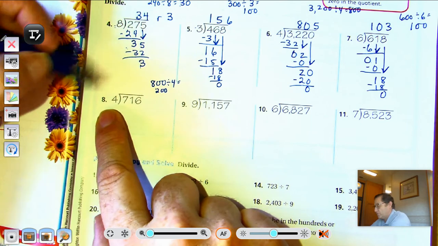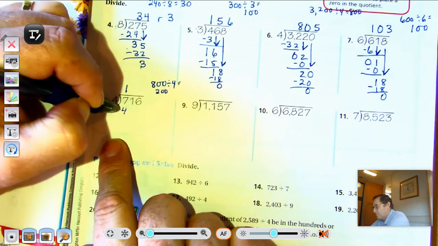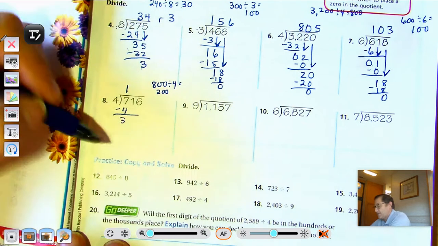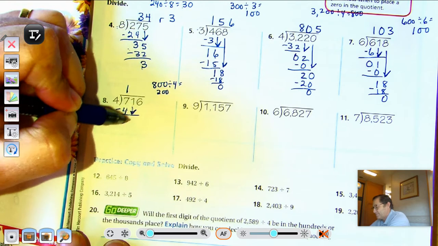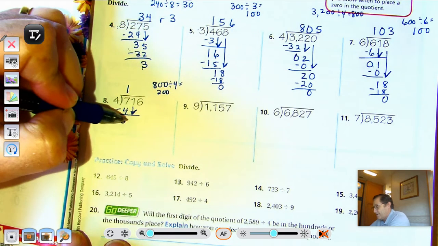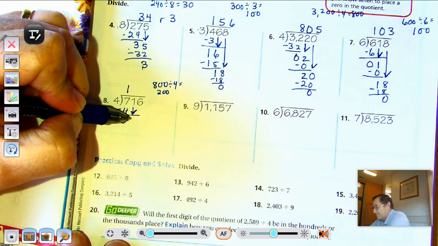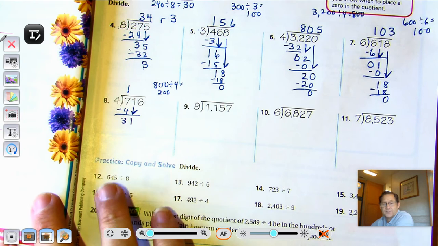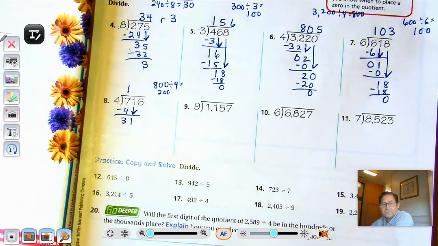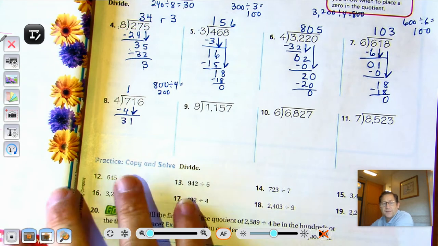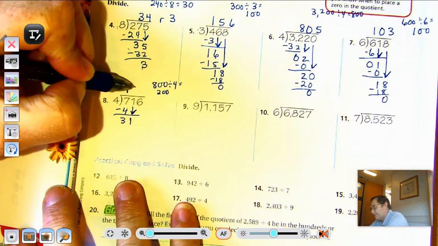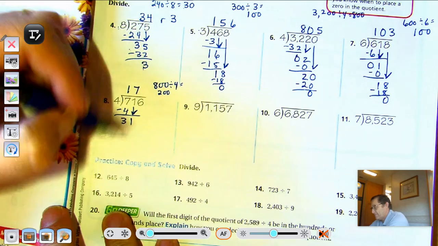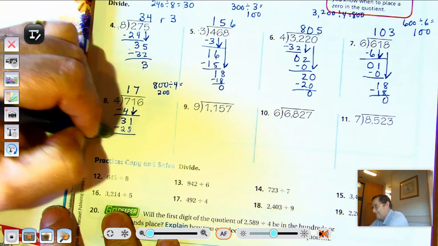700 shared equally with 4 groups? Well, I can put 100 in each group. That leaves me 300, which can't be shared with the 4 groups. So we're going to trade that for 3 tens, which would be 30 tens. So 300s is 30 tens plus the 1 ten that was already in the problem. 31 divided by 4 is 7, because 4 times 8 is 32. So 4 times 7 tens is 28 tens.